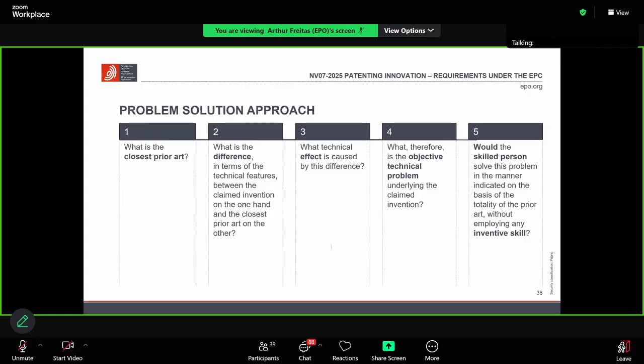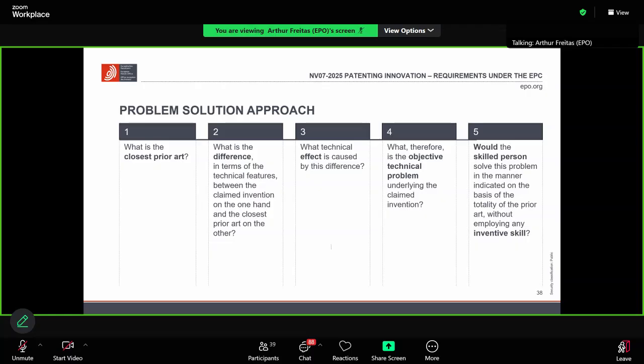And then finally, we decide whether or not, starting from the closest prior art, my Nokia phone with a keyboard, and having regard to the problem to be solved, in this case, how to improve usability of my phone, I would arrive at this very same claimed solution, which is a touchscreen display. And that's the question I have to answer.